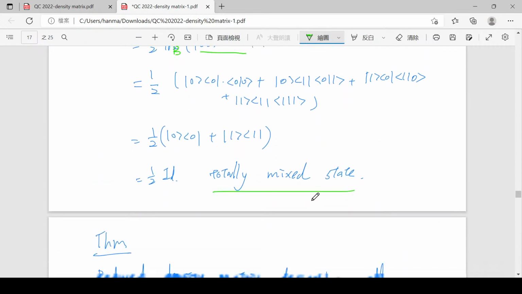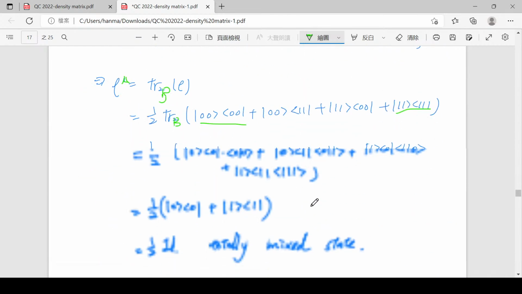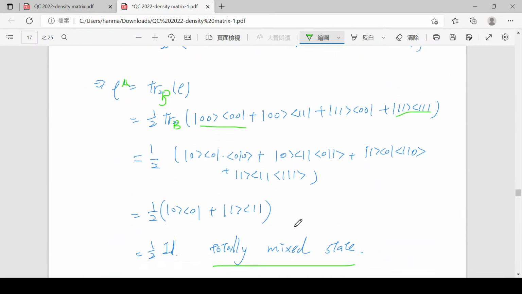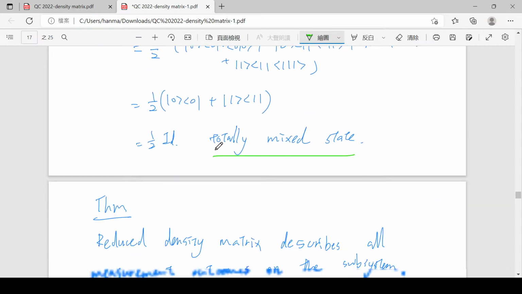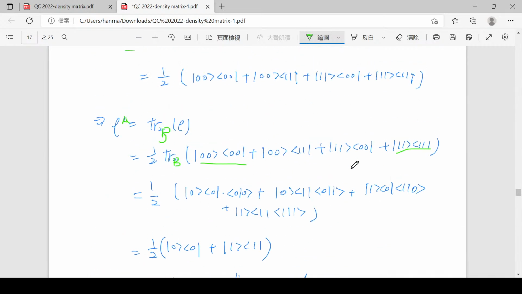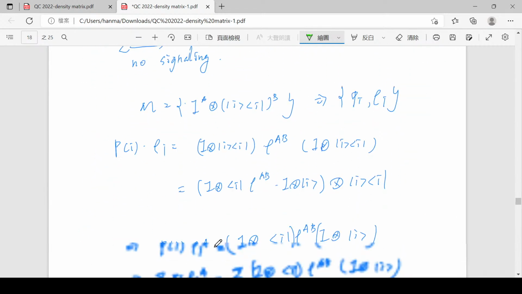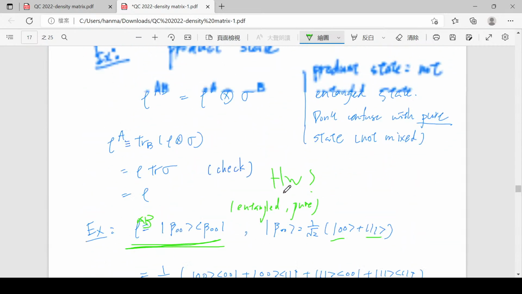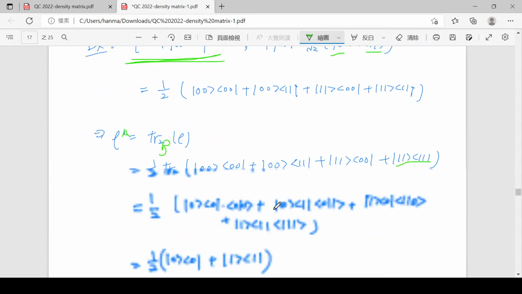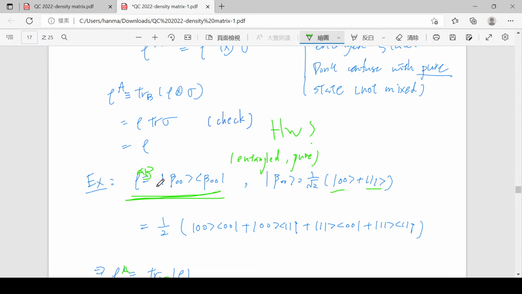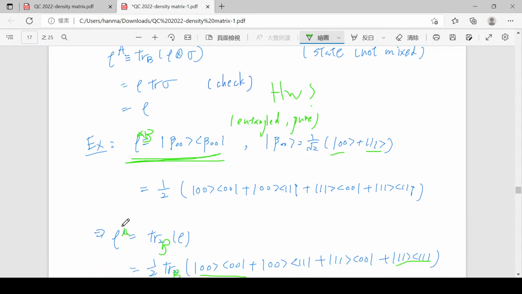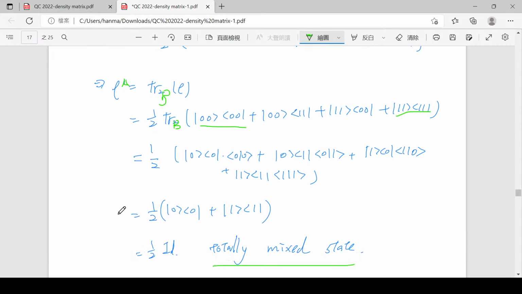And then a little confusing part is that the global state is a pure state, but the reduced density matrix is a mixed state. Okay, and I'm not sure we have a theorem here, but maybe. Another thing that's also true is that if your global state is pure and entangled, then your reduced density matrix is always going to be a mixed state.